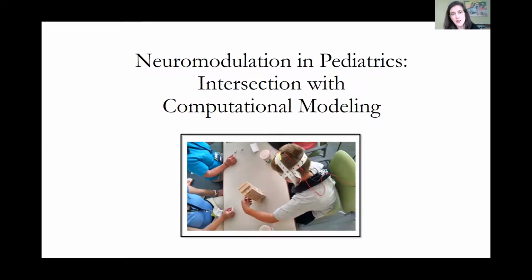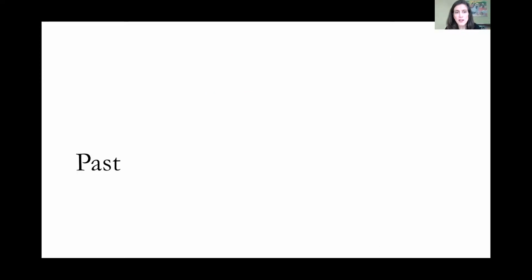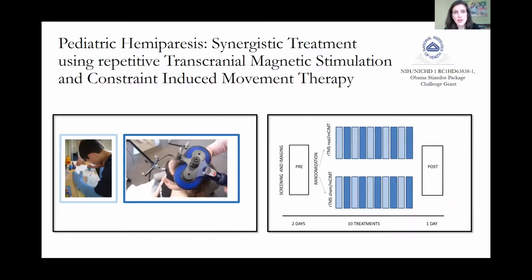So directly intersecting neuromodulation with pediatrics, I'm just going to give a quick glimpse of some of our studies and things that we've done in the past. This is a study that was funded by an Obama stimulus package, a challenge grant, and we integrated repetitive TMS and constraint-induced therapy, wherein we casted the less affected limb and worked on the more affected hemiparetic upper extremity in intense therapy on alternating days.